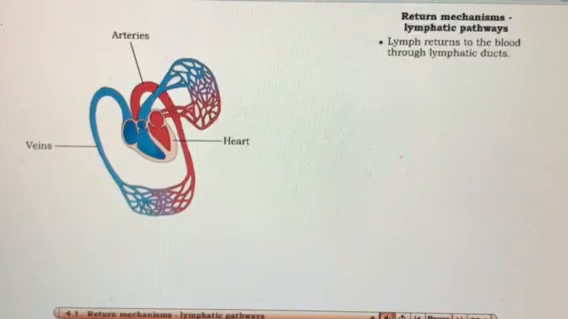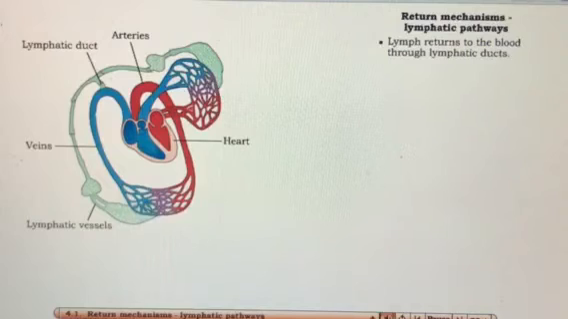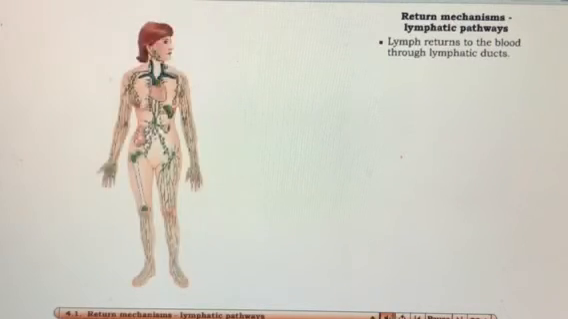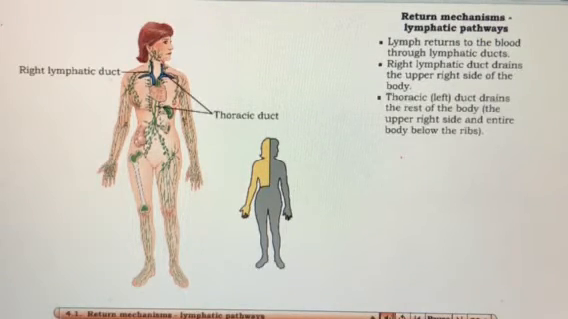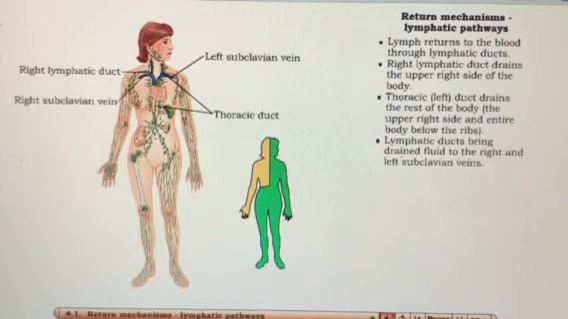The lymphatic system returns drained lymph to the bloodstream through lymphatic ducts. The right lymphatic duct drains the upper right side of the body. The thoracic duct drains the rest of the body. The ducts bring drained fluid to the right and left subclavian veins.